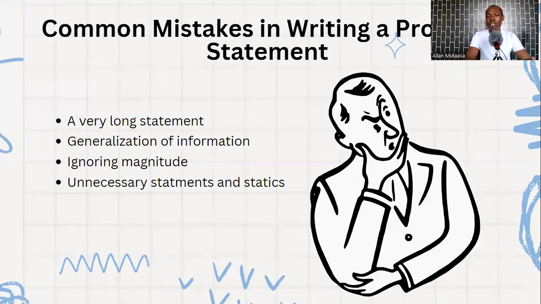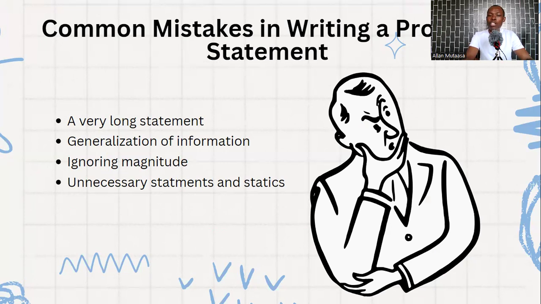I want to talk a little bit about the common mistakes that people make while writing a problem statement. One, people write very long problem statements, which is a very big mistake. Your problem statement has to be short and concise and straight to the point. Then we have generalization of information, which is not good. We want to only talk about information that is happening in our study setting and maybe in the nation where we are doing the study. But I have seen people putting global statistics in problem statements, which are not really important.